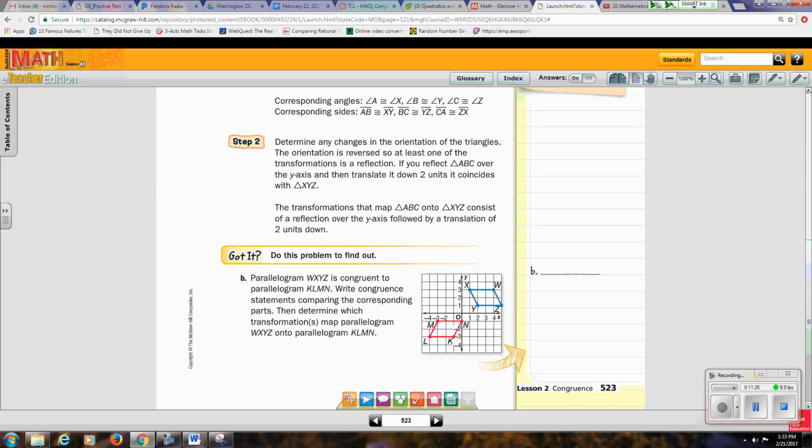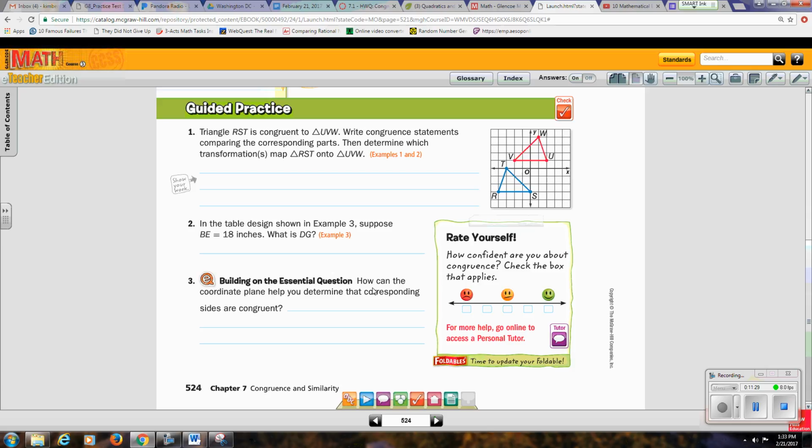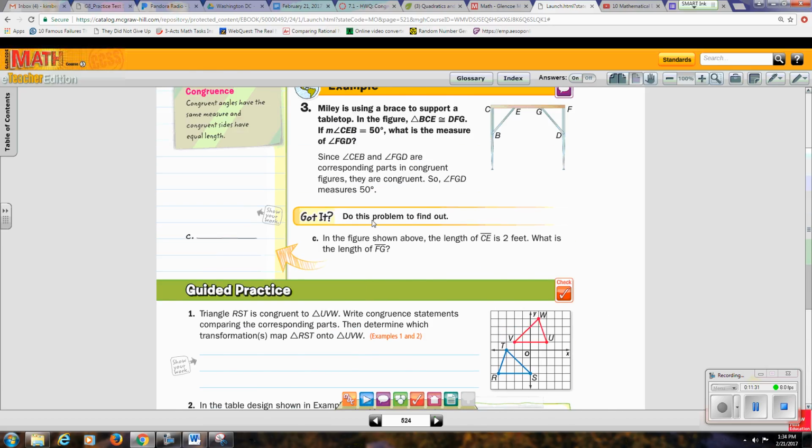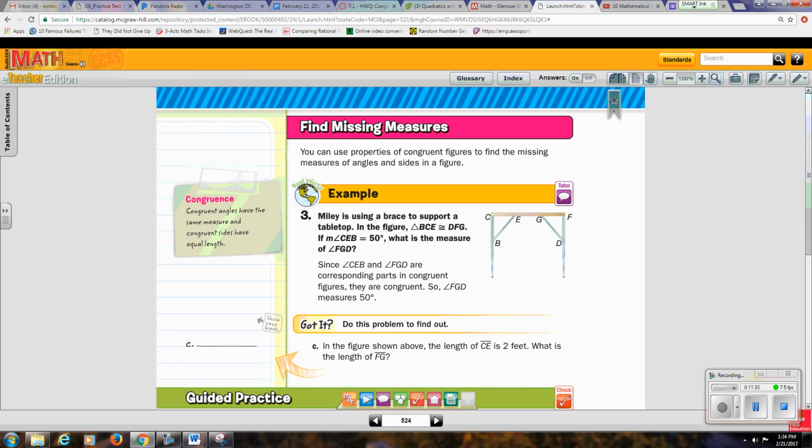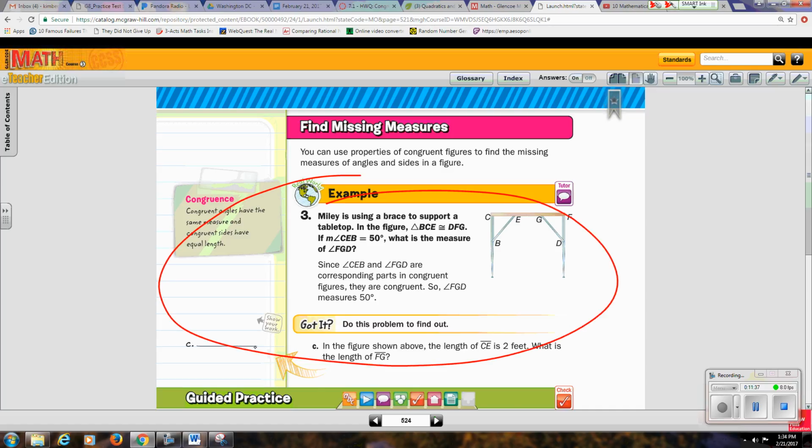Bring to class. I want you to bring to class right here. I want you to look at example 3. Read through this and answer the got it. And bring this to class. That's it.